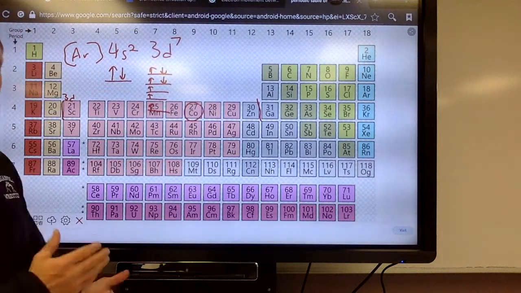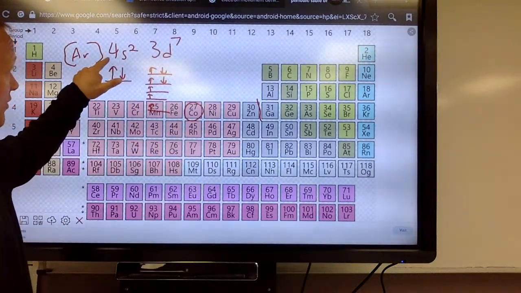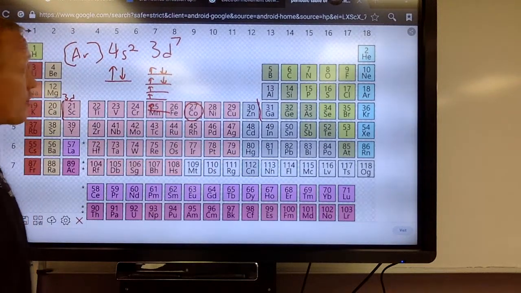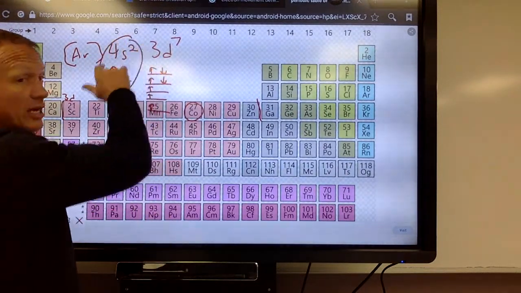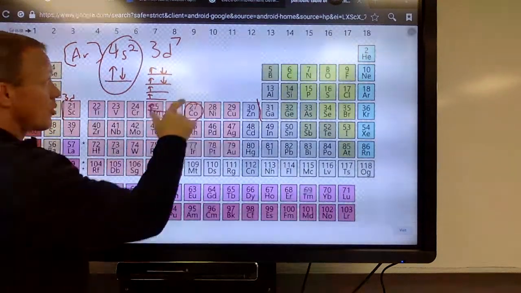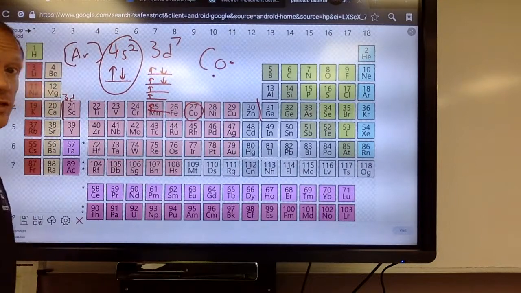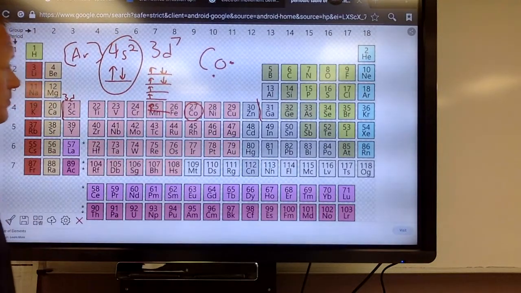Valence electrons are always the outermost energy level. 4th energy level, 3rd energy level. Outermost is the 4th energy level. So these are the valence electrons for cobalt. So if we draw the dots, it's got 2 valence electrons.